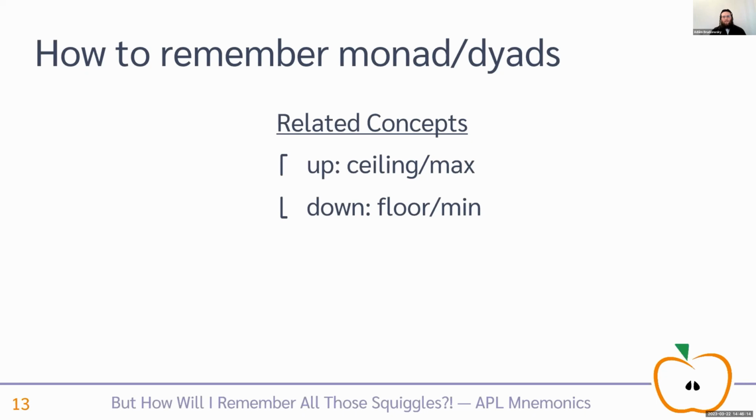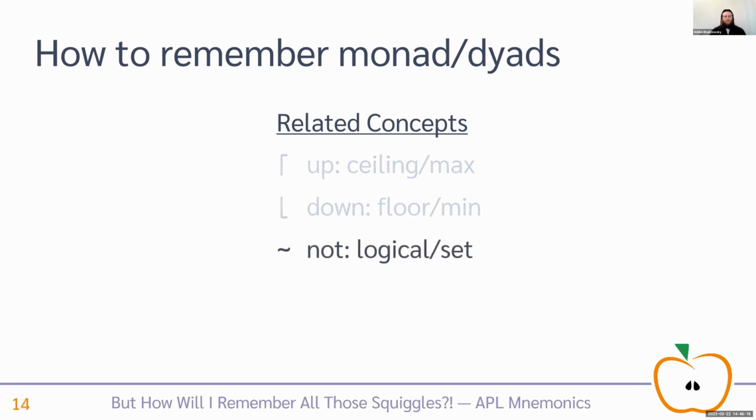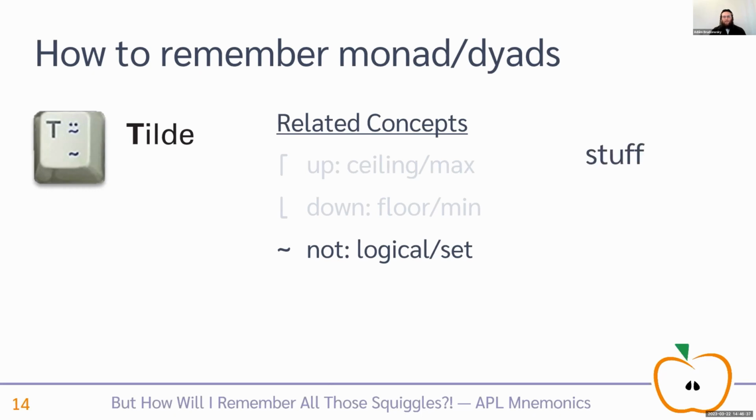The next concept is the concept of negation. So the tilde symbol, which of course is T for tilde, you find it on the T key, or you could use the tilde key if you have such a one on your keyboard. And it's the concept of negating something. Let's say you have some stuff and you want to get rid of it. You probably scribble it out. So you kind of draw a tilde on top of it.